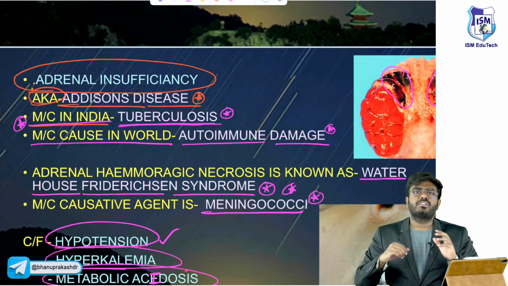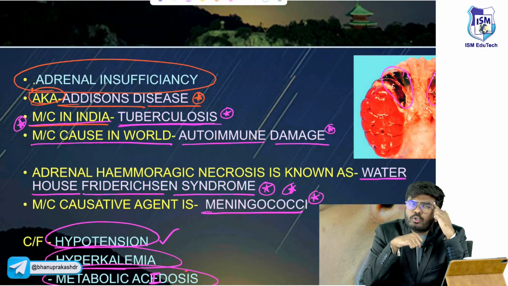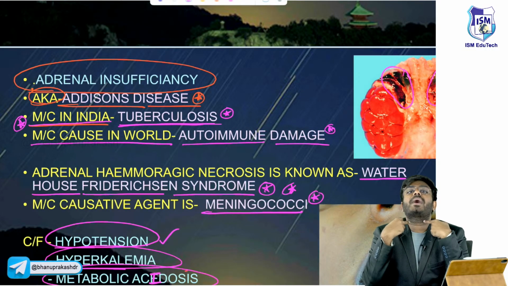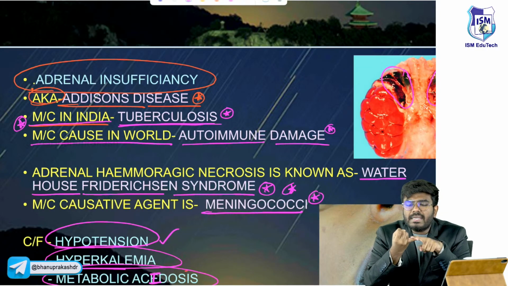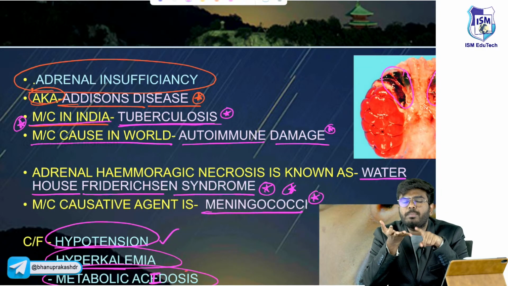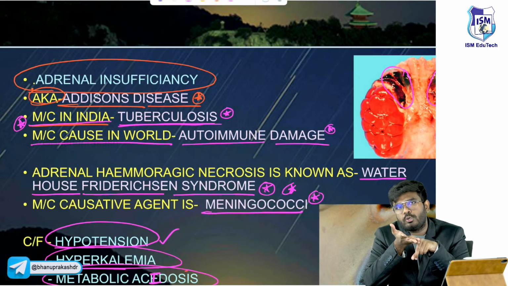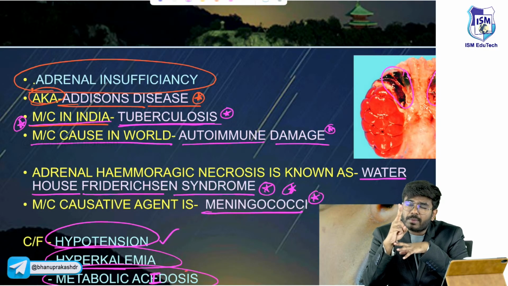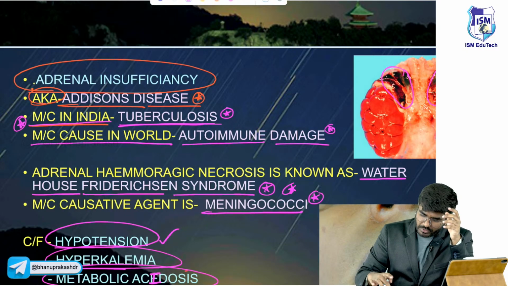Now let me ask you one thing. Imagine a person with a tumor in his pituitary gland, a tumor in his parathyroid gland, and a tumor in the pancreas also. So there are multiple endocrine tumors. What is this condition called? Multiple endocrine neoplasias. How many types are there? There are two types, type 1 and type 2.